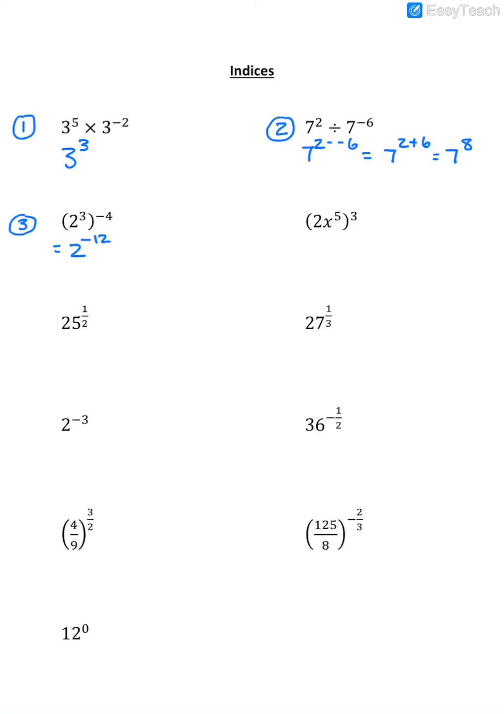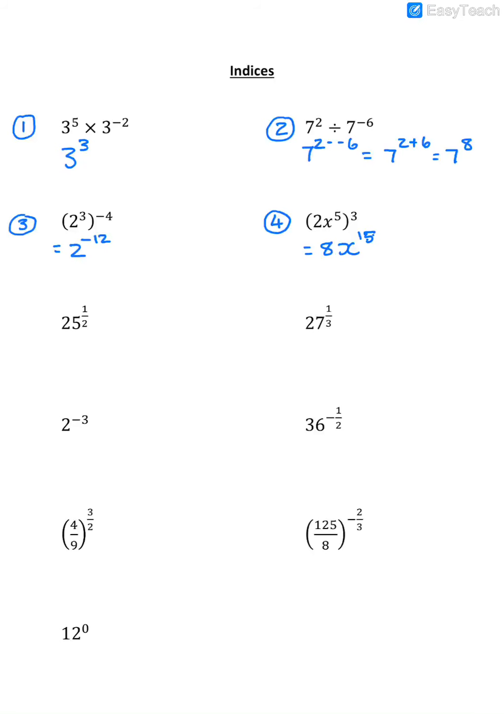Number 4. Same as number 3, but the difference with number 4 is that you've got more than one thing in the bracket. And the key to remember is that both of the numbers inside the bracket have to be raised to the power of 3. So we do 2 to the power of 3, which is 8, 2 times 2 times 2, and x to the power of 5 to the power of 3. So refer back to number 3. If you have a power on the inside of the bracket and also a power on the outside of the bracket, you multiply them together. So that is 8x to the power of 5 times 3, which is 15.